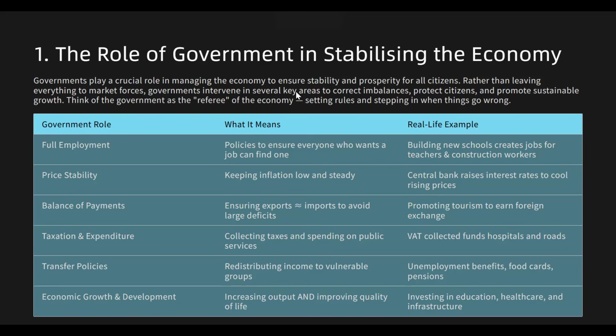Then, a next role is something called the balance of payments. That is when they compare your exports and your imports. They want to make sure that you're exporting more than we're importing. So they will promote tourism, they will promote companies or businesses or the sectors that do export. They will maybe increase taxes on imported goods, whatever they need to do to get that to happen.